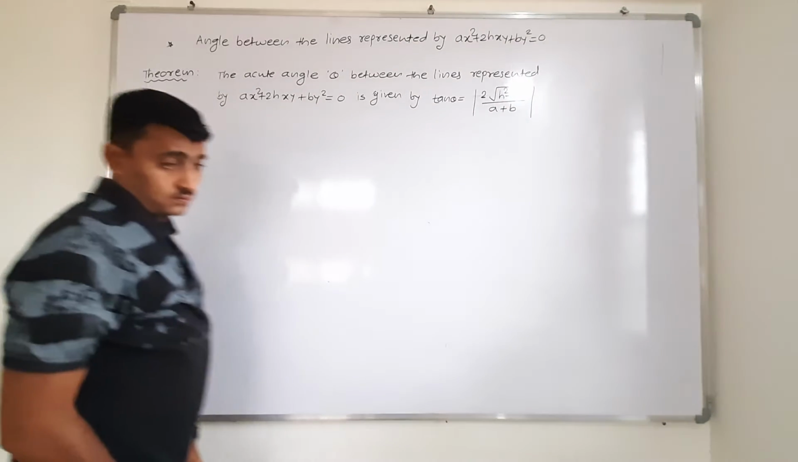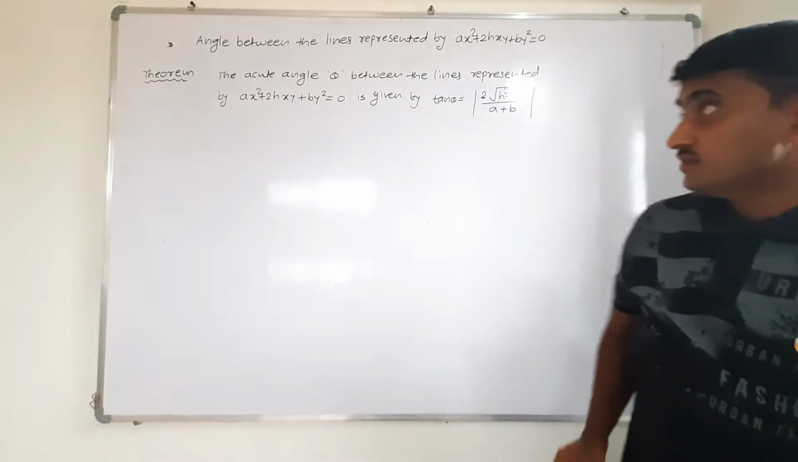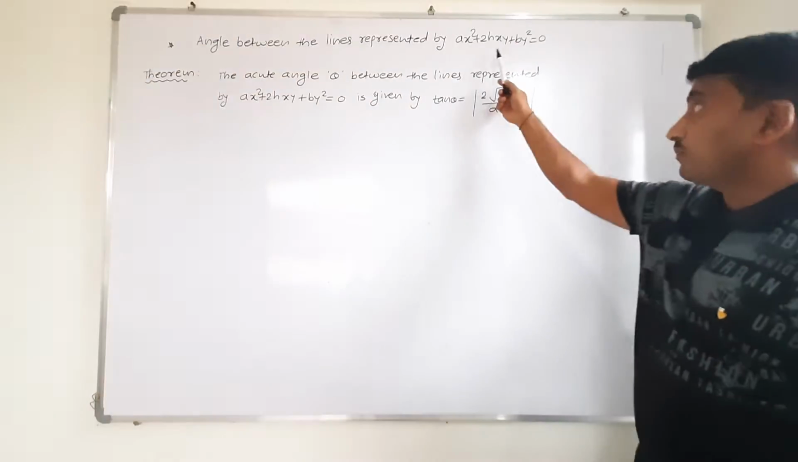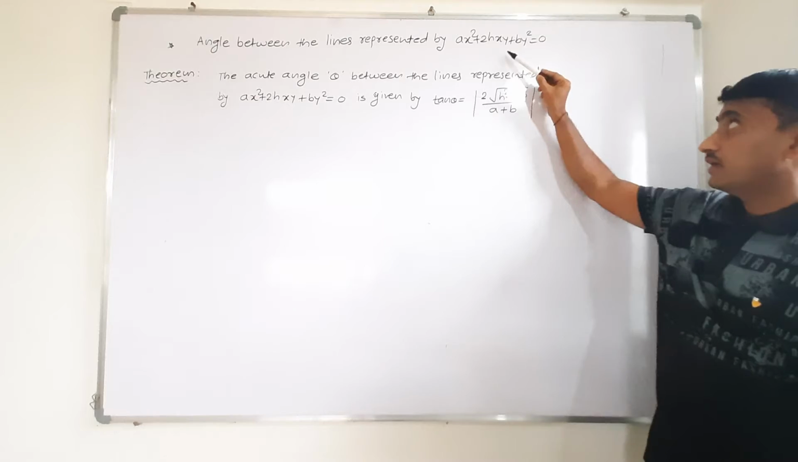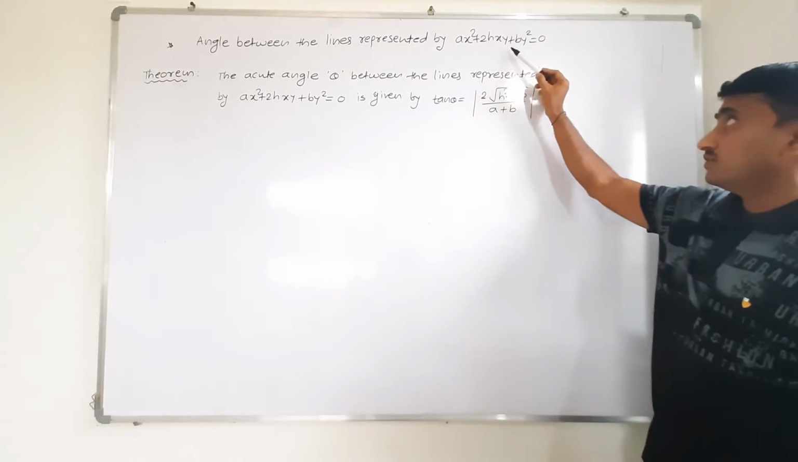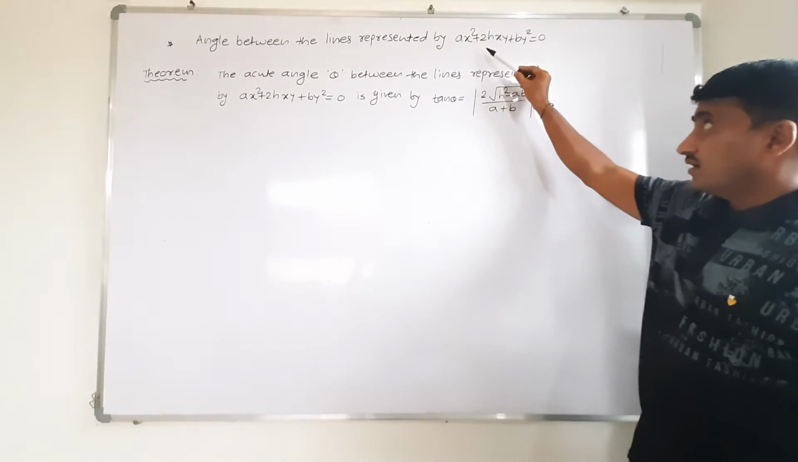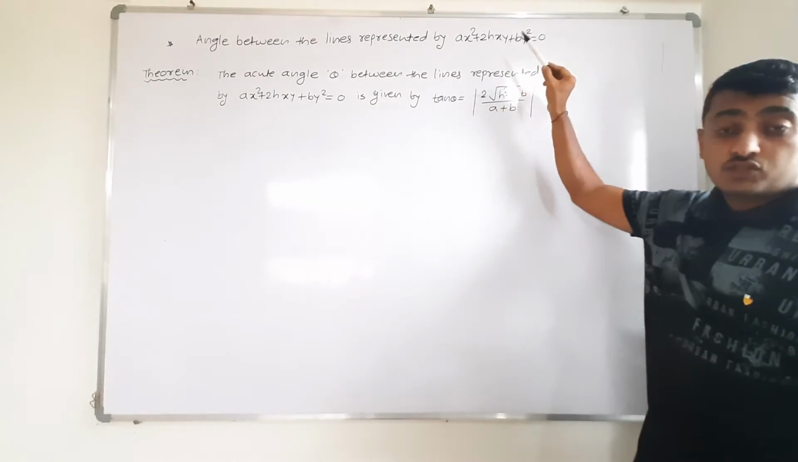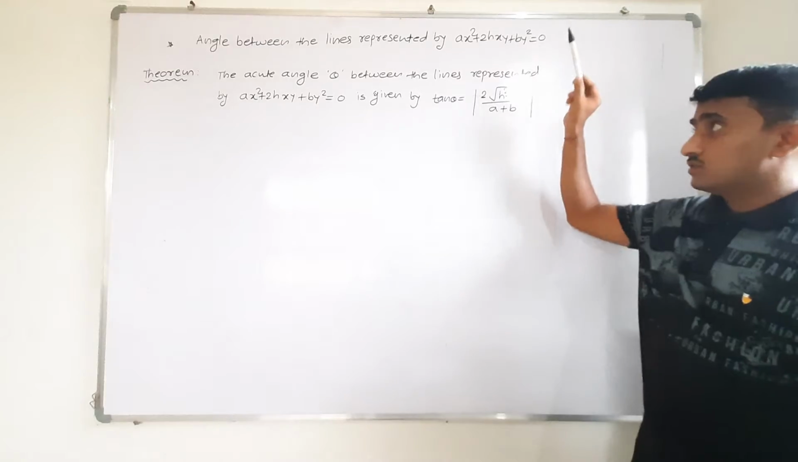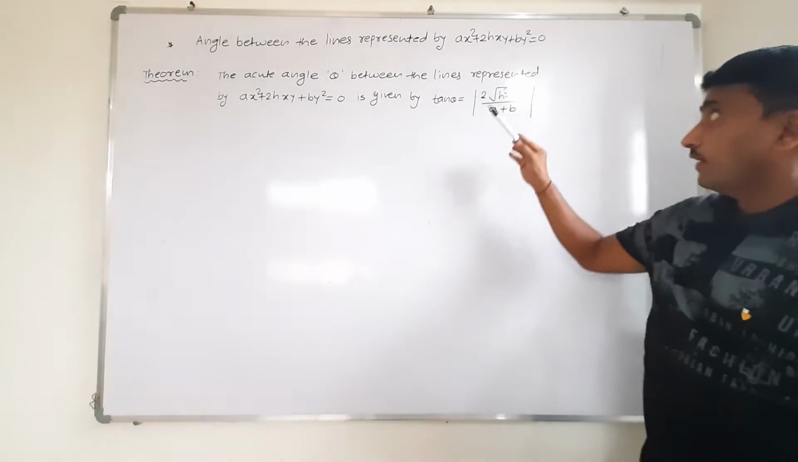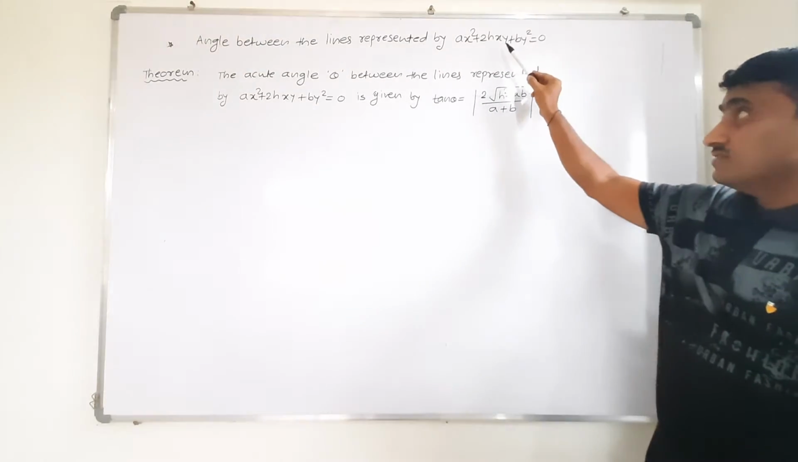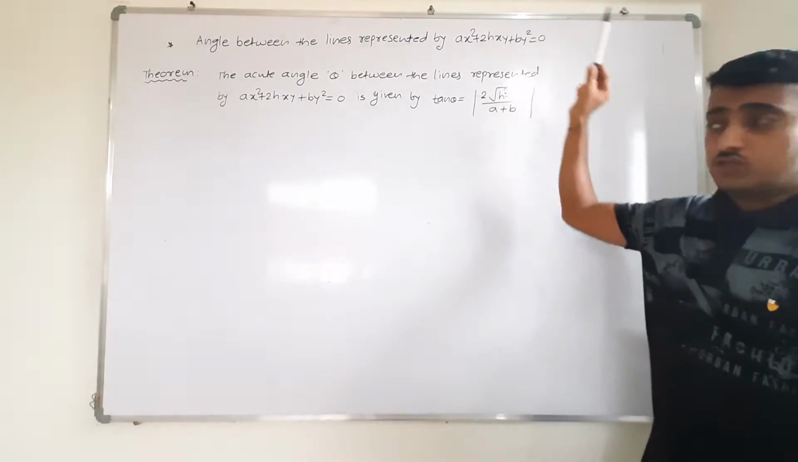Next point. The point is angle between the lines represented by this homogeneous second degree equation, x square plus 2h xy plus by square is equal to 0. This second degree homogeneous equation represents two straight lines passing through origin. Now our question is to find out the angle between lines represented by this homogeneous equation.